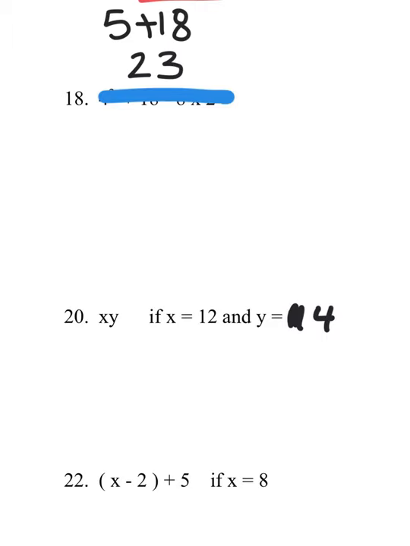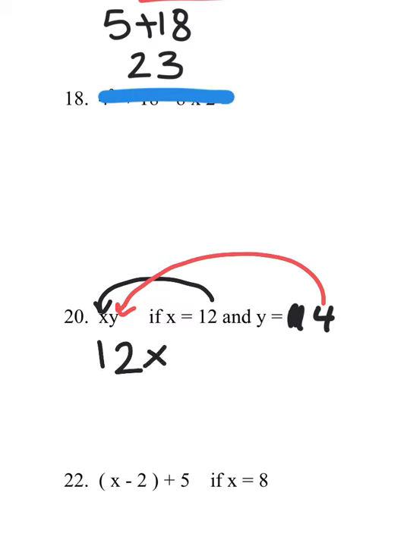For number 20, it says x times y. There's no space and no parentheses, so that means we're multiplying. If x equals 12, so I'm going to plug that in right here. And if y equals 4, I'm going to plug that in as well. So now if I have 12 times 4, I'm going to get 48 for our answer.